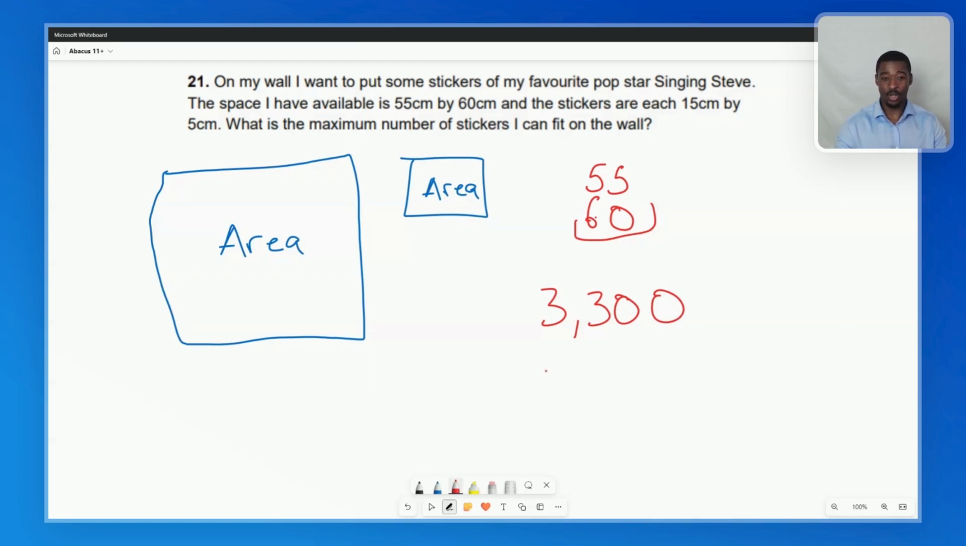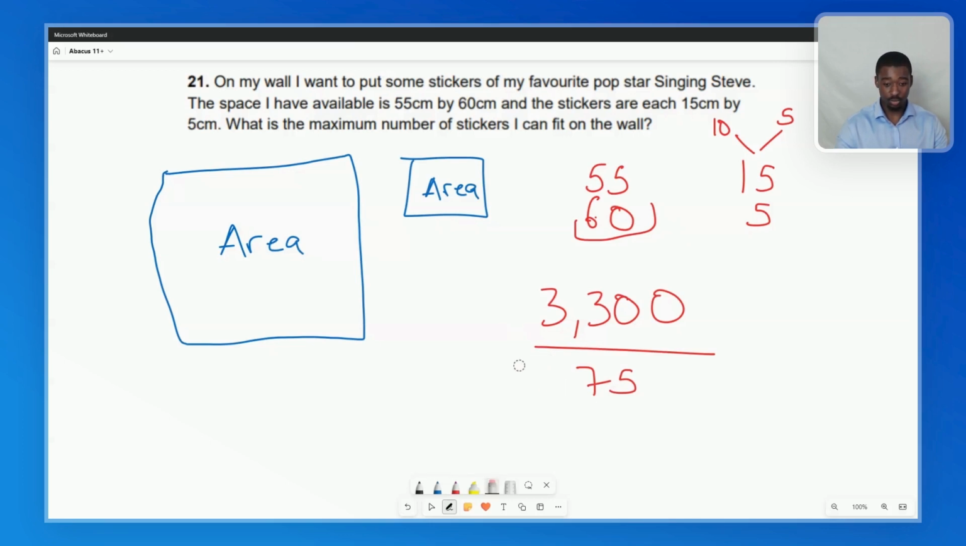And then we have the area of the stickers. Here we have 15 times 5. Well, 15 times 5, 10 times 5, because notice 15 again is 10 and 5. So 10 times 5 is 50. 5 times 5 is 25. 50 plus 25 is 75. So we have 3,300 divided by 75. Okay, so how are we going to work this out?